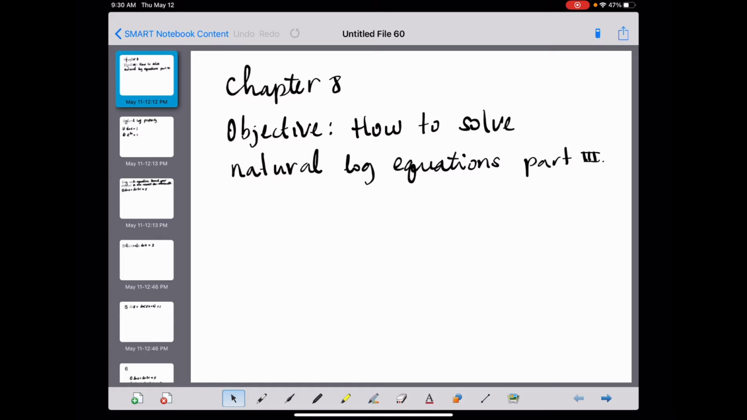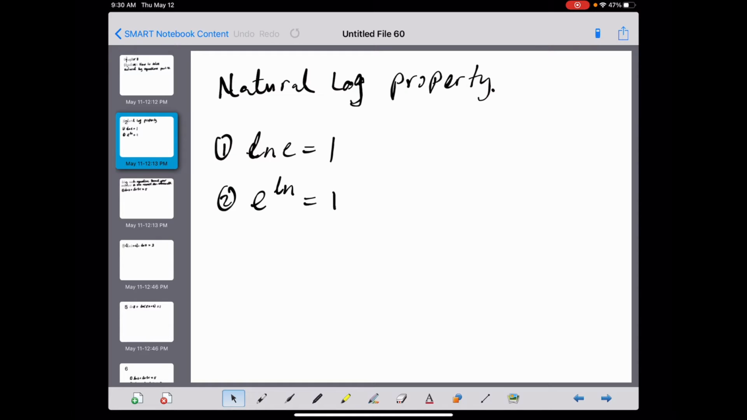So let's go over the properties that we're going to be using in today's lesson. For natural log properties, remember we talked about this before. ln e is always equal to 1, okay? And e to the ln is always equal to 1. And today we're going to be using this one, okay?